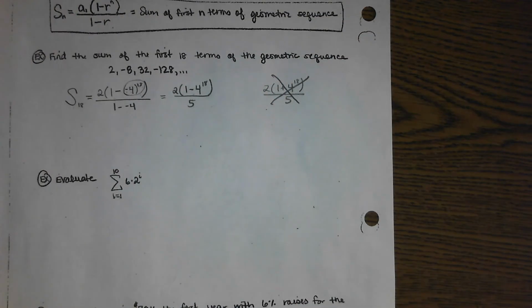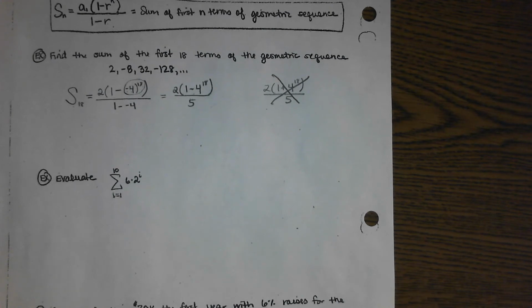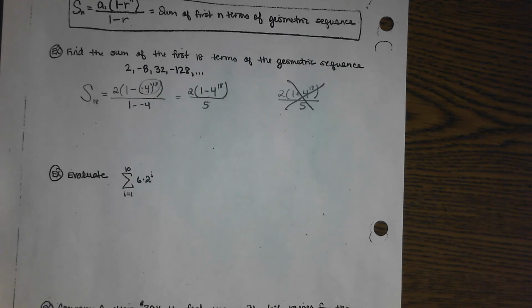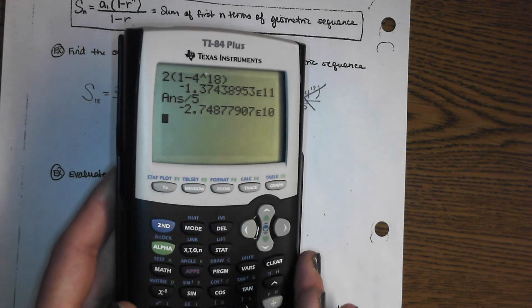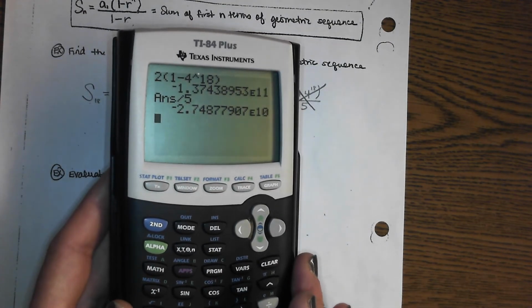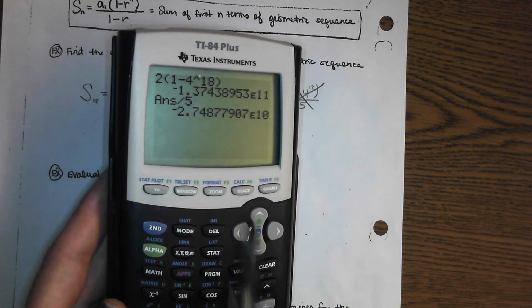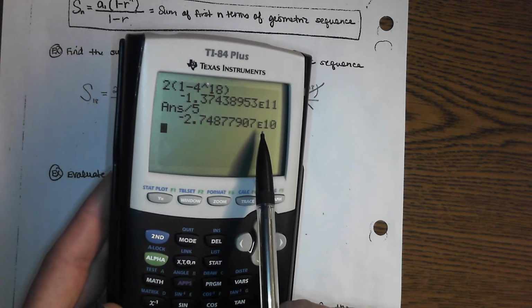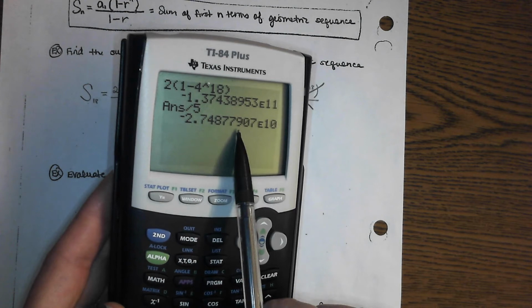Okay? And if it's on the calculator section, we would just plug this in. 2 parentheses 1 minus 4 to the 18th power. Oh boy. And then divided by 5. I got this. Are we all familiar with that notation? With the E. Scientific notation, right? So I'm just going to move my decimal place 10 units to the right.